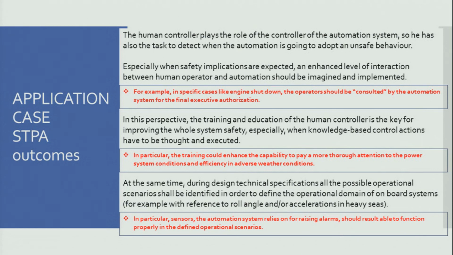In particular then, it is important that also the training and education of human controllers is different, and more and more attentive to this interaction with the automation. And the very last point that we could get from our analysis is that also the technical specification of sensors of automation can be better described, and in particular sensors should be able to function properly also, for example, in this case with heavy weather conditions.